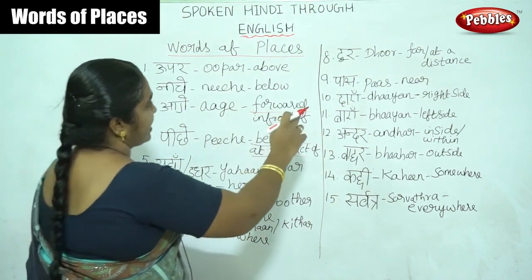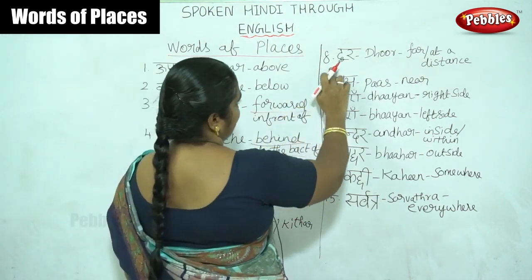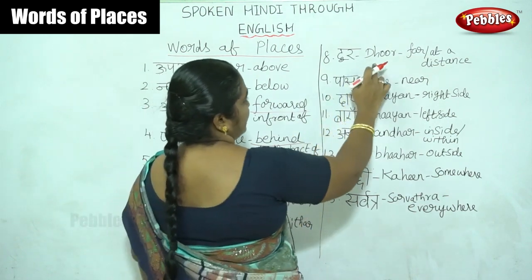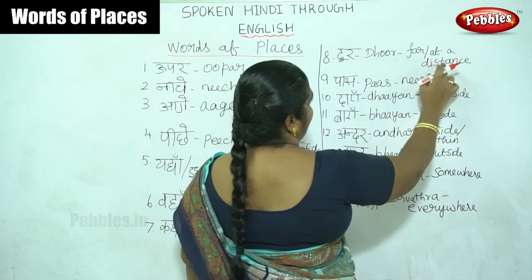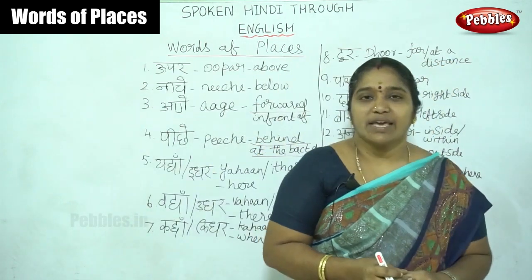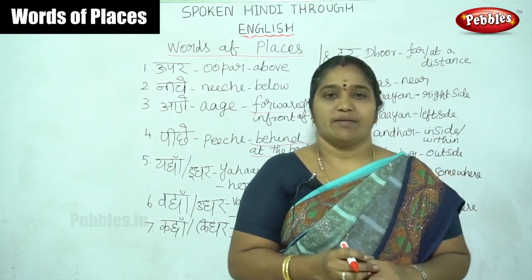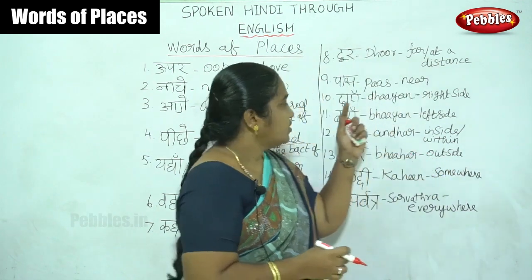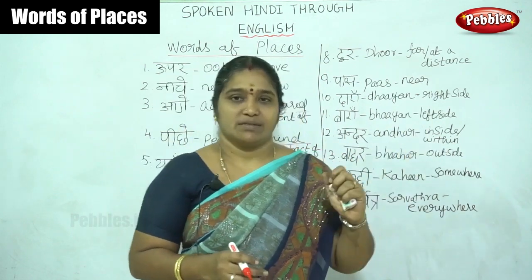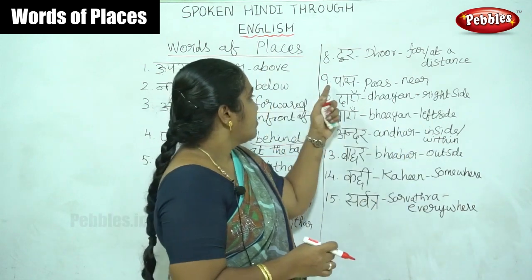Then we can go to the eighth one, दूर. Pronunciation is दूर, the meaning is far or at a distance. मेरा घर यहाँ से दूर है means my house is far from this place.